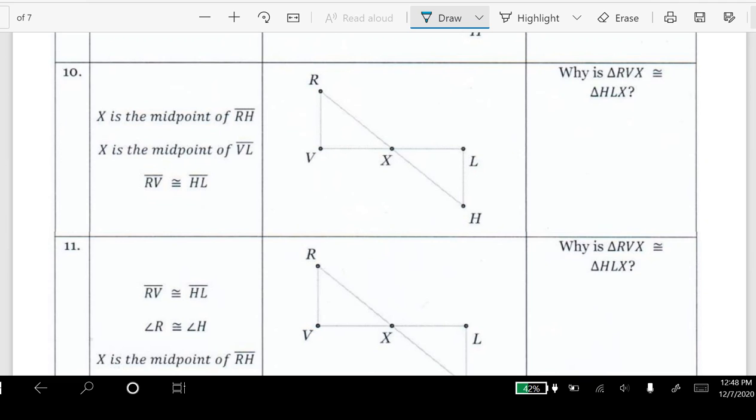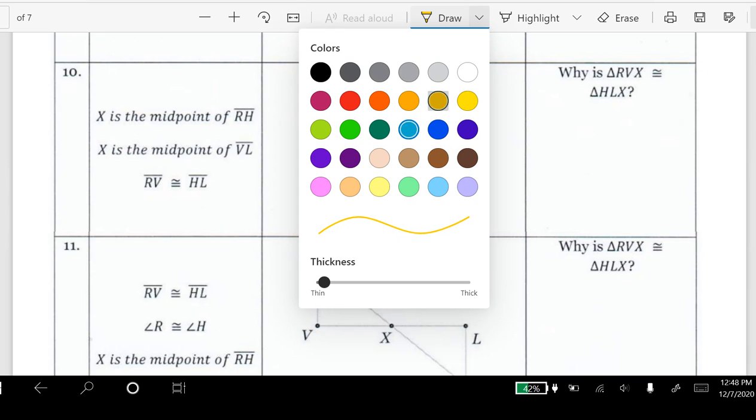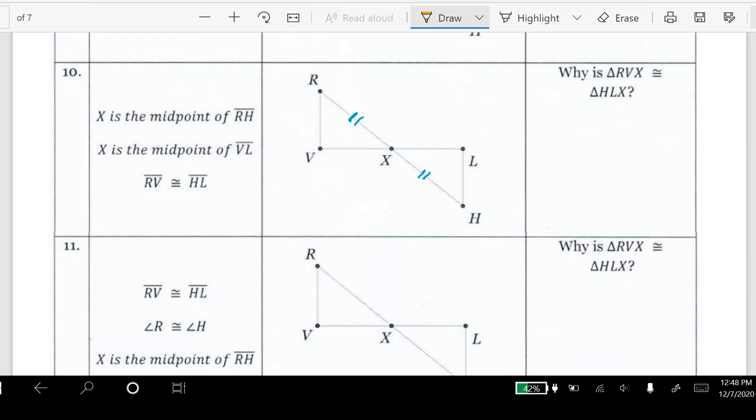For 10, it says X is the midpoint of RH. So since X is the midpoint of RH, you would know that these were congruent. And that would be because of the definition of midpoint. It also says X is the midpoint of VL. So that would give us that these are congruent. Excuse me, same reason, definition of midpoint. Then it tells us that VR is congruent to HV. And, oops, let me put a third mark there. And that would make it SSS.